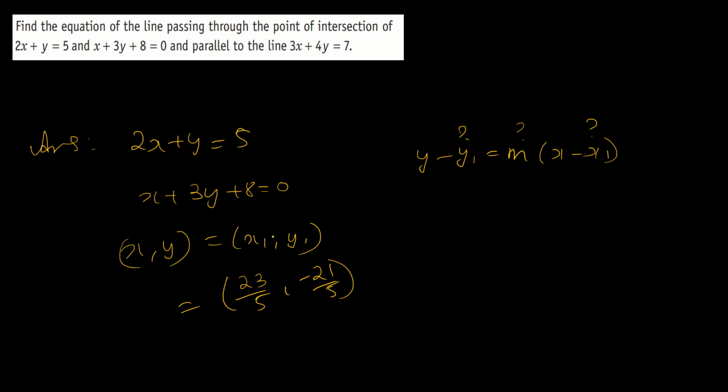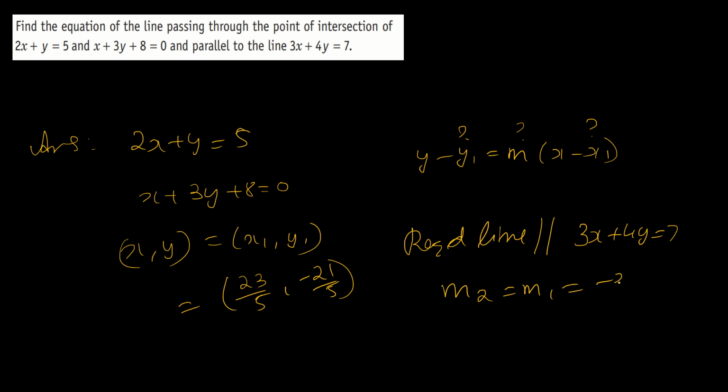That point of intersection will be our x1, y1 of the required line, and our required line is also parallel to the line 3x + 4y = 7. Since it is parallel, what is m2? m2 = m1 = -3/4. Now we have all the unknowns, right? So the final equation after solving, we will get 3x + 4y + 3 = 0. I'm not doing every calculation because you all know how to do it, you must have practiced.